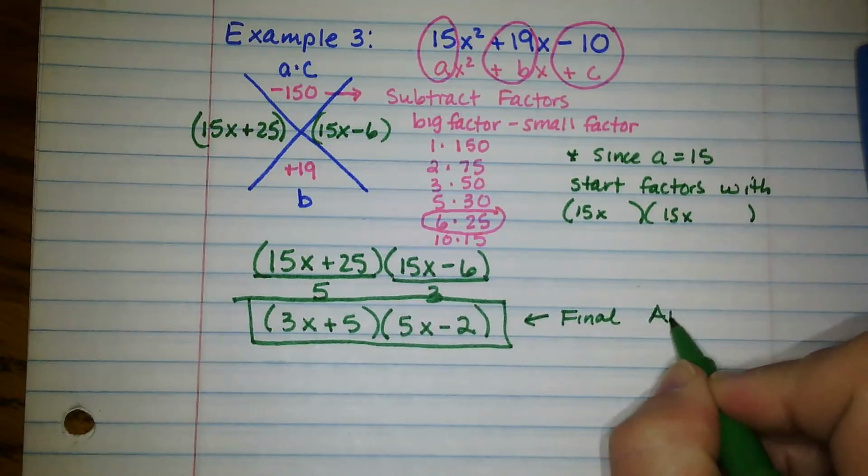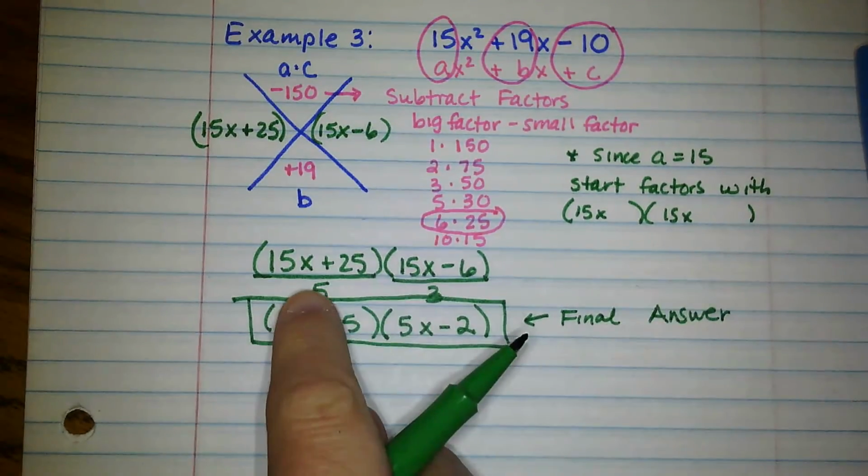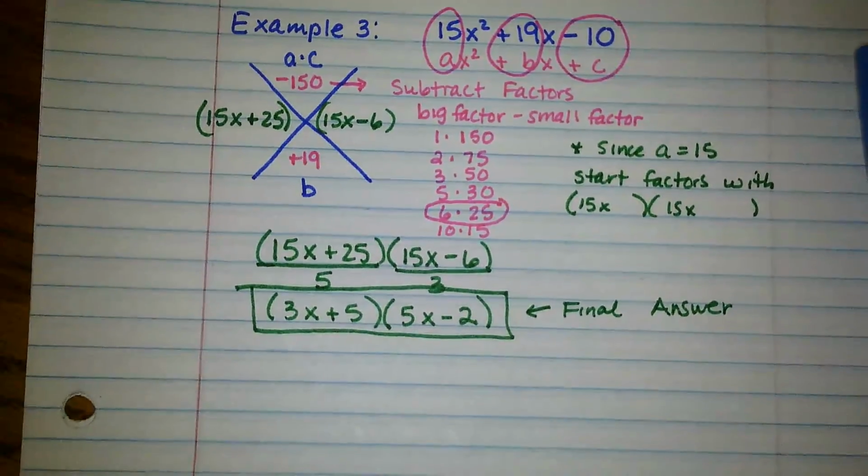Again, in this example, what made this one a little different is that you had to divide both parentheses out by a common factor.